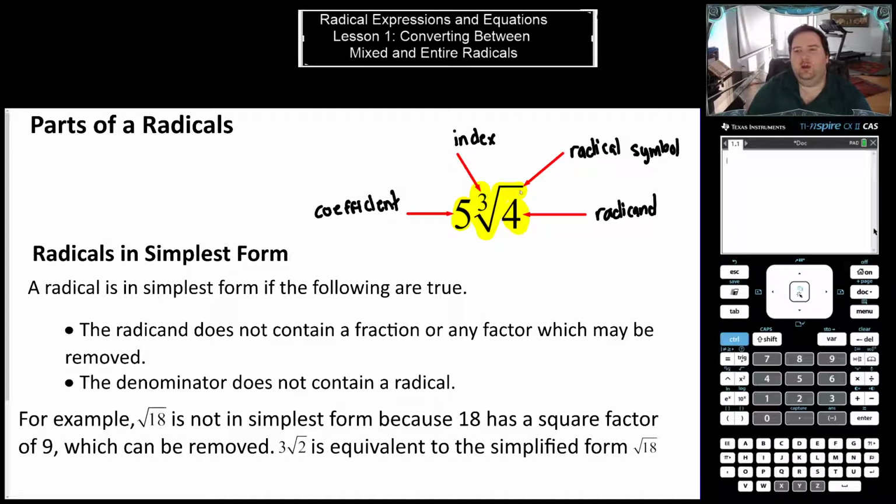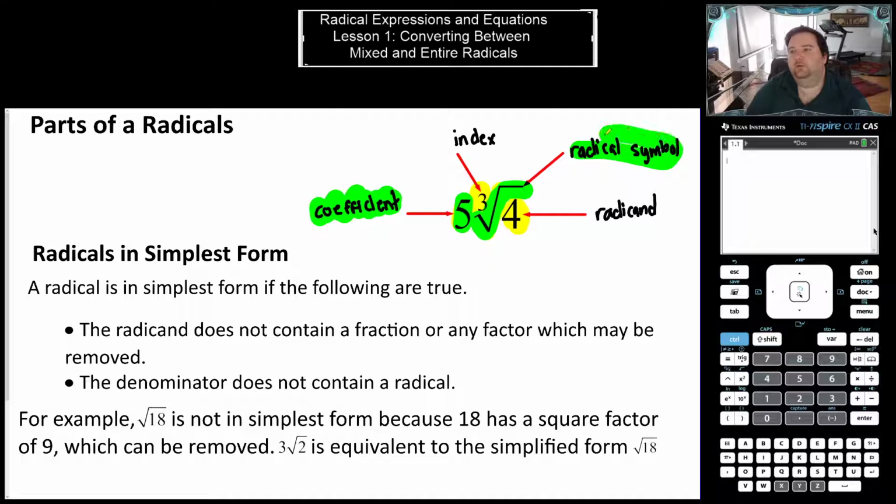the parts of a radical. So the first part that you have is the coefficient. And the coefficient is this part here, right in front. So in this case, it's a 5. Let's look at the radical symbol next. Here's our radical symbol in green.